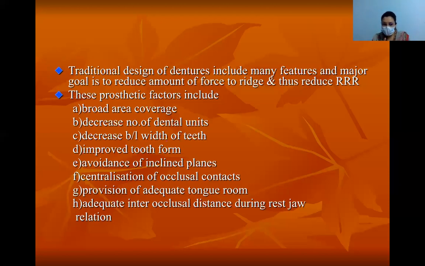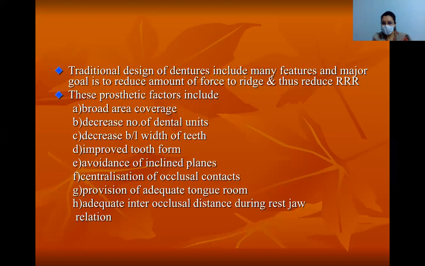So, what are the factors involved in the complete denture so that the residual ridge resorption is reduced? These factors will be broad area coverage. These factors you already know. I've taught this topic, residual ridge resorption, before. The broader the area, the more the forces are dissipated onto the mucosa, and therefore the ridge resorption will be reduced. There is a decrease in the number of dental units. That is, less will be the masticatory forces onto the ridge.